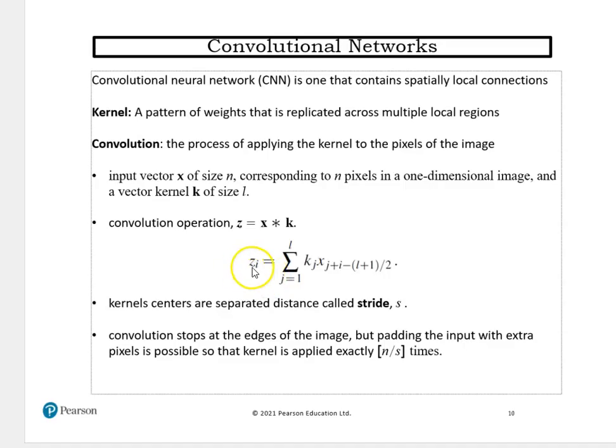Here we define the convolution result z_i as a summation instead, for j equals 1 to L, where L is the size of the vector k, of k_j times x_{j + i - (L+1)/2}. In other words, for each output position i, we take the dot product between the kernel k and the snippet of x centered on x_i with width L. So that's what this equation does essentially.